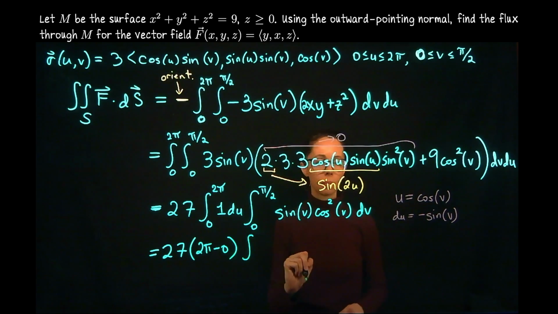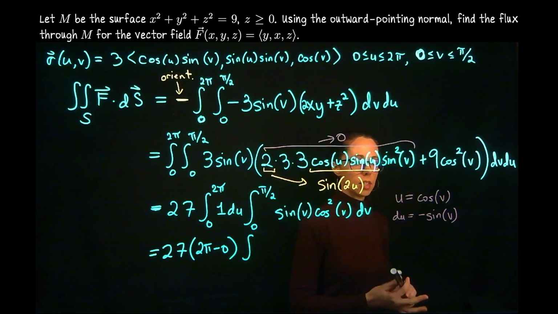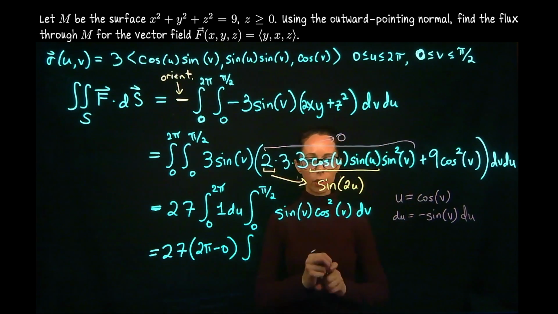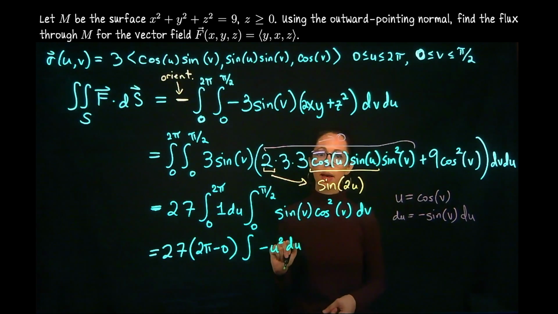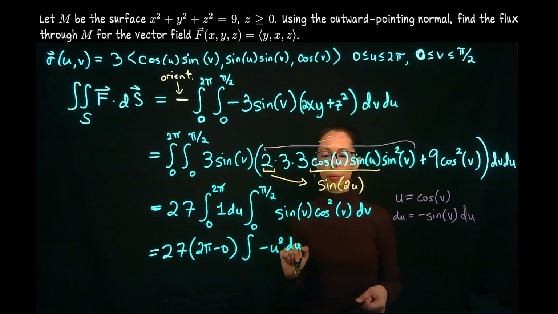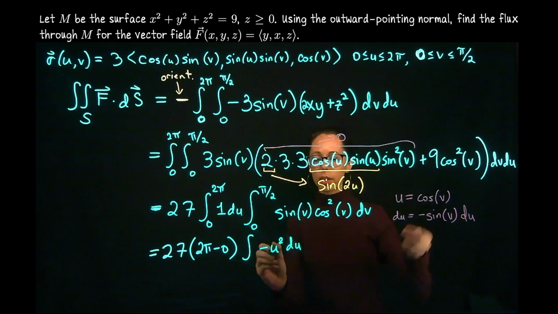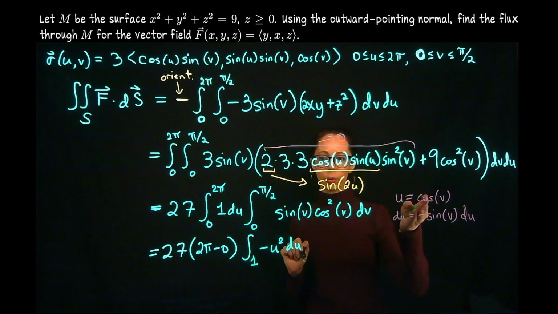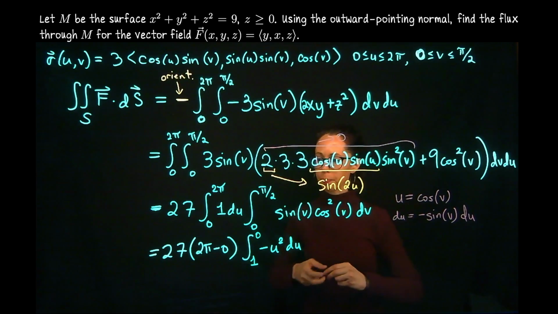And then here we have u squared times negative du. All right, so overall this is going to be negative u squared du. Changing the bounds here for this definite integral that we're evaluating with u substitution: when v is 0, u is cosine of 0, which is 1, whereas when v is pi over 2, u is cosine of pi over 2, which is 0. Hope that these are clear which is which.